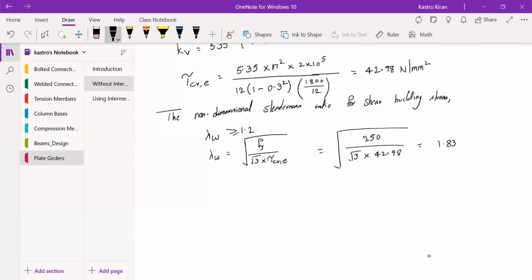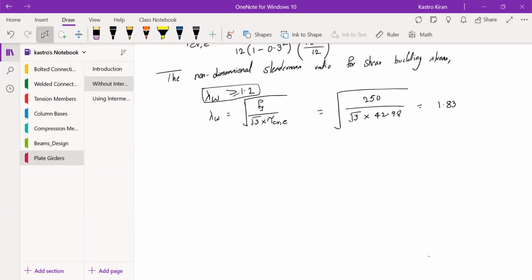So we have assumed the value of lambda w to be greater than 1.2. Obviously 1.83 is greater than 1.2, so our condition is satisfied. Whatever we have assumed for lambda w greater than 1.2, it is satisfying the condition, so you don't need to worry about that.